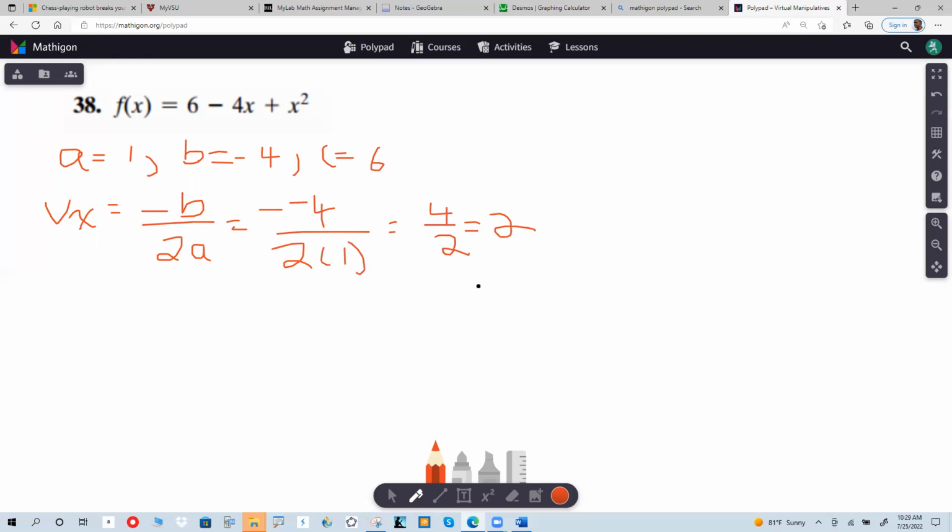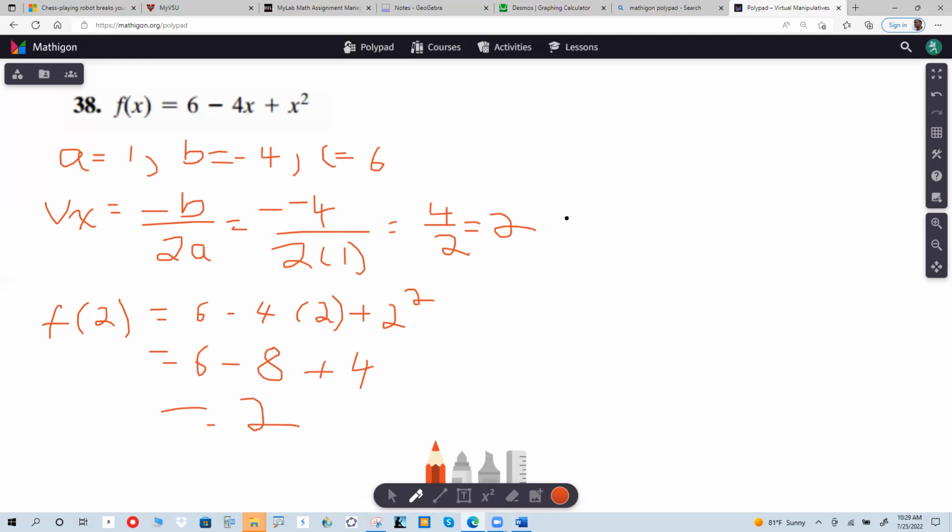Okay, your vertex's x coordinate is 2. How do we find the y coordinate? Not too difficult. You're going to replace x with 2. Sorry, 2 squared, and don't mess it up. 6 minus 8 plus 4. 4 plus 6 is 10, 10 minus 8 is 2. So my vertex is 2 and 2.